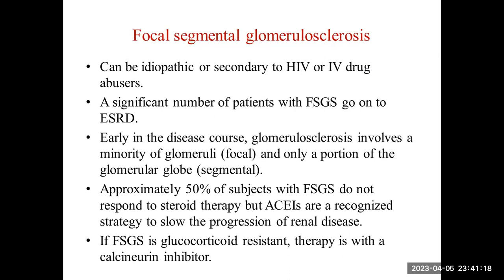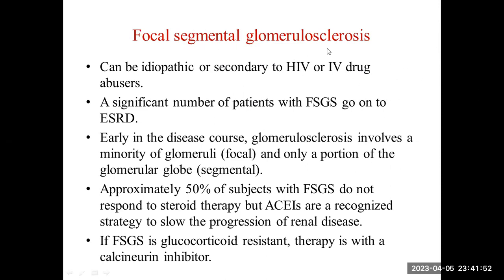When you use the term focal, that means on the examined specimen, you have less than 50% of the glomeruli affected. But if you have the term diffuse, it means that more than 50%, the majority of the glomeruli, are affected. Segmental means that there are parts of the affected glomerulus showing the active disease. When you examine a single glomerular tuft, you will have patchy, segmental involvement of the glomerulus. Some parts of the affected glomerulus will be spared.